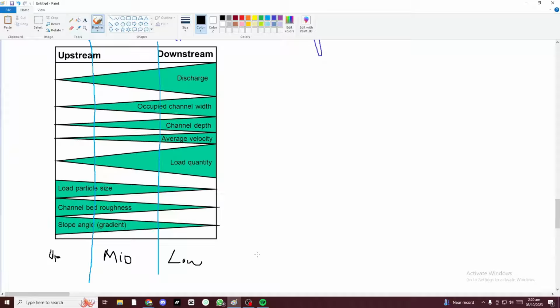Okay, so as you can see, upstream in the river, there is not a lot of discharge. This is because the channel will merge with more channels downstream, and this increases discharge. The channel is not very wide. The channel depth is shallow. The average velocity is not too great. This is because there is a lot of turbulent flow. The load quantity is relatively low. The load particle size is greatest.